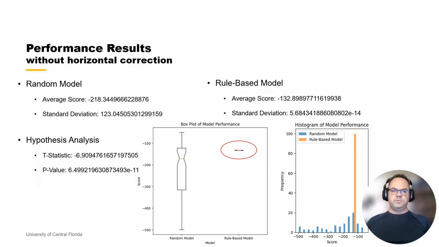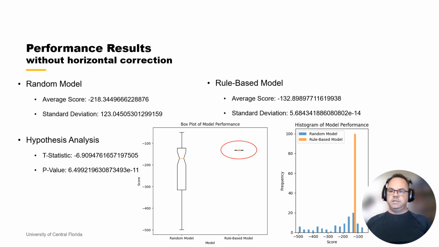Next, we'll look at performance results. We'll look at two different ones, the first being without horizontal correction applied to the rule-based model. In this analysis, we're comparing two approaches to controlling the lunar lander in the version 2 environment: the Monte Carlo model and a rule-based model. Each of these models uses a different strategy for determining the lander actions. Let's look at the overall performance.